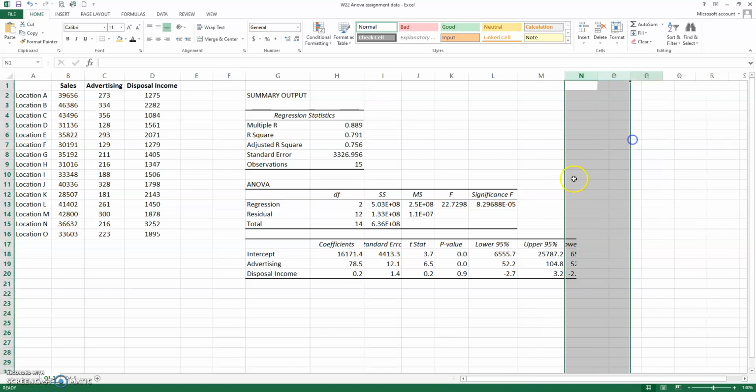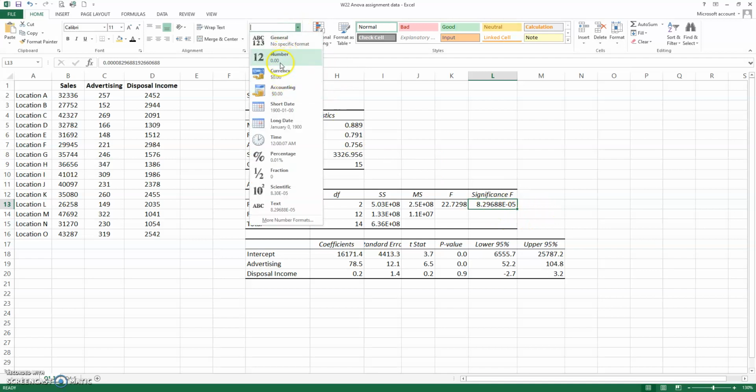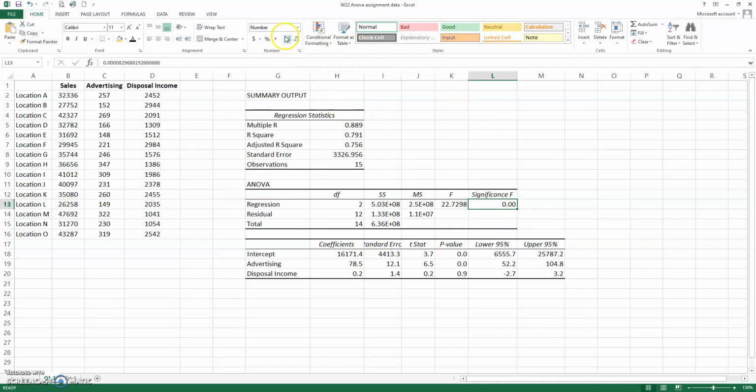We don't need the last two columns. So note that this p-value is written in scientific notation. There's an E-05. Basically, that means we have to move the decimal 5 places to the left. If you don't like the scientific notation, you can go up here, General, and change it to the number format, and just add in a whole bunch of decimals. So there it is. Let's add a few more decimals there.